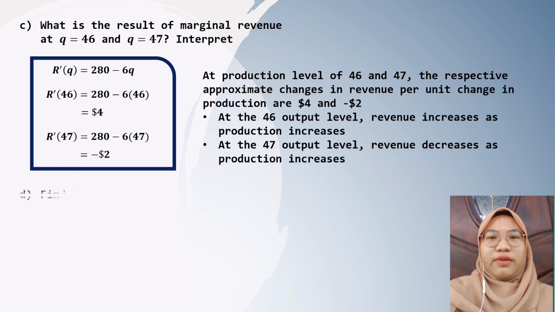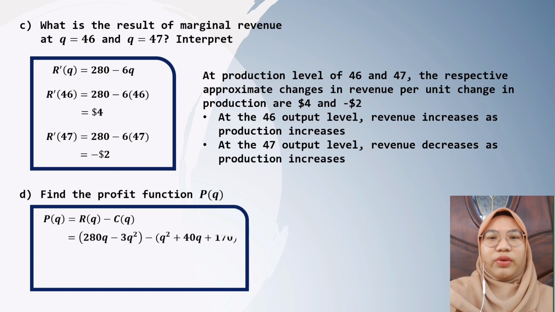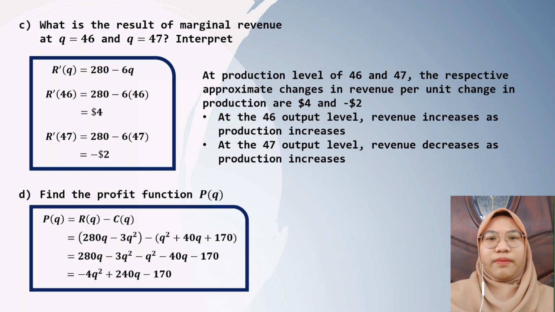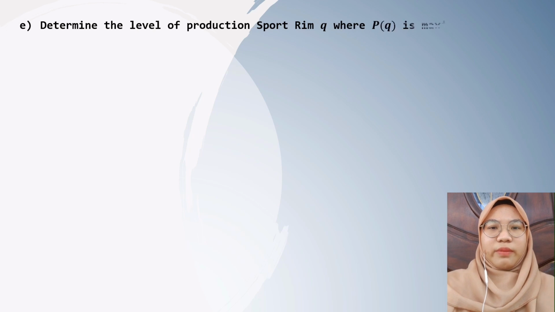Next is to find the profit function. To find the profit function, revenue function minus total cost equals -4q^2 + 240q - 170. The last question is to determine the level of production q where p(q) is maximized.